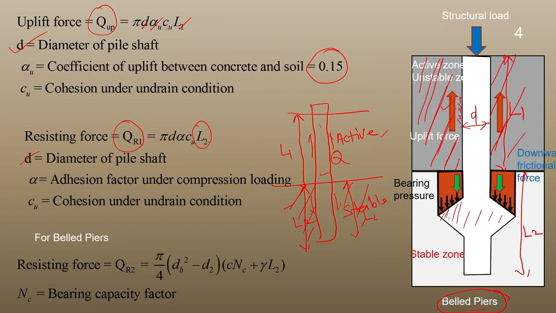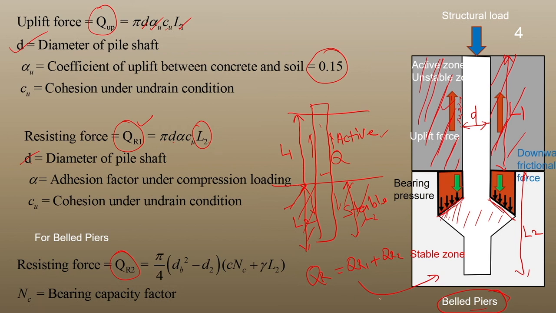The resisting force will be made of two components. One will be QR1, because of the friction along the pile length L2, and the second will come from the bearing at this point. So, the resisting force QR will be equal to QR1 plus QR2 for this case, where QR1 will be equal to pi d alpha into Cu into L2.